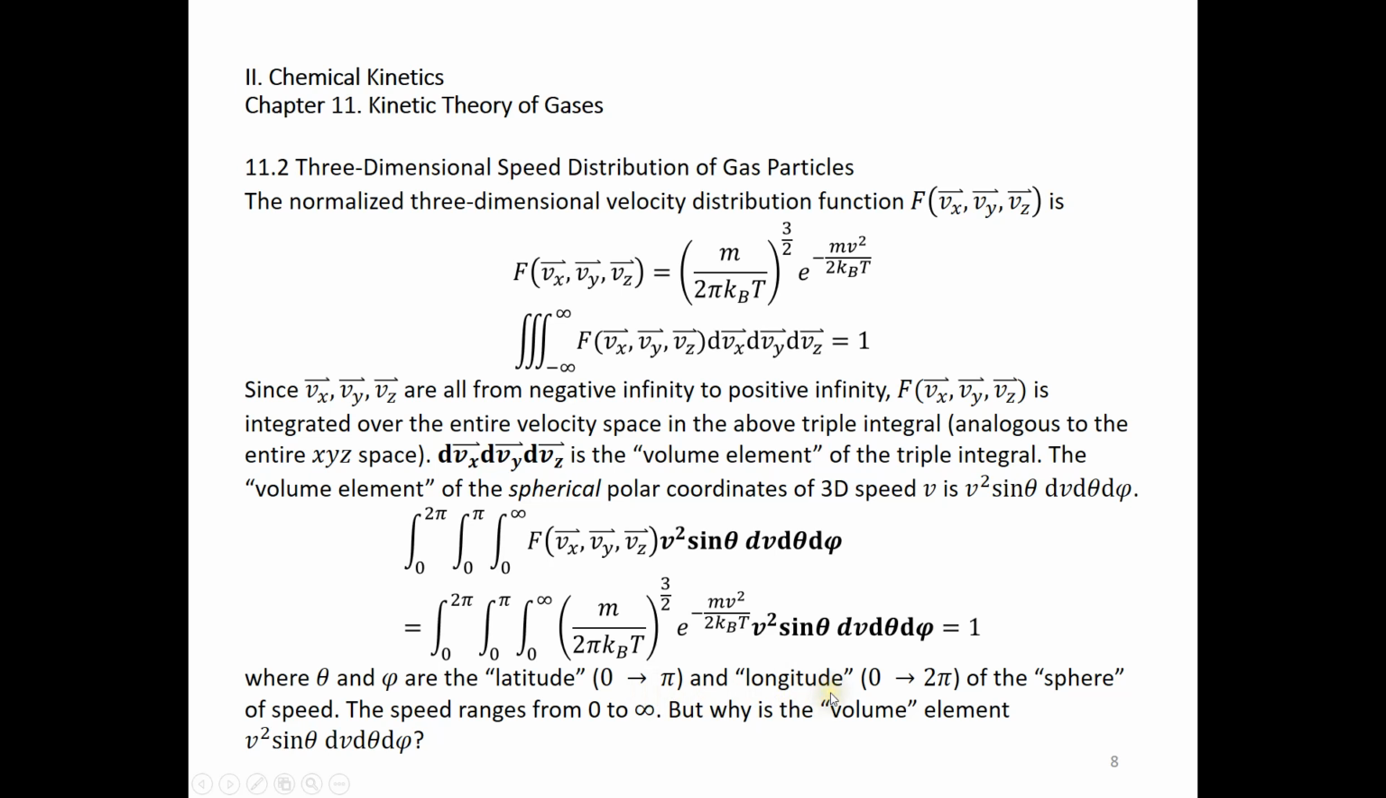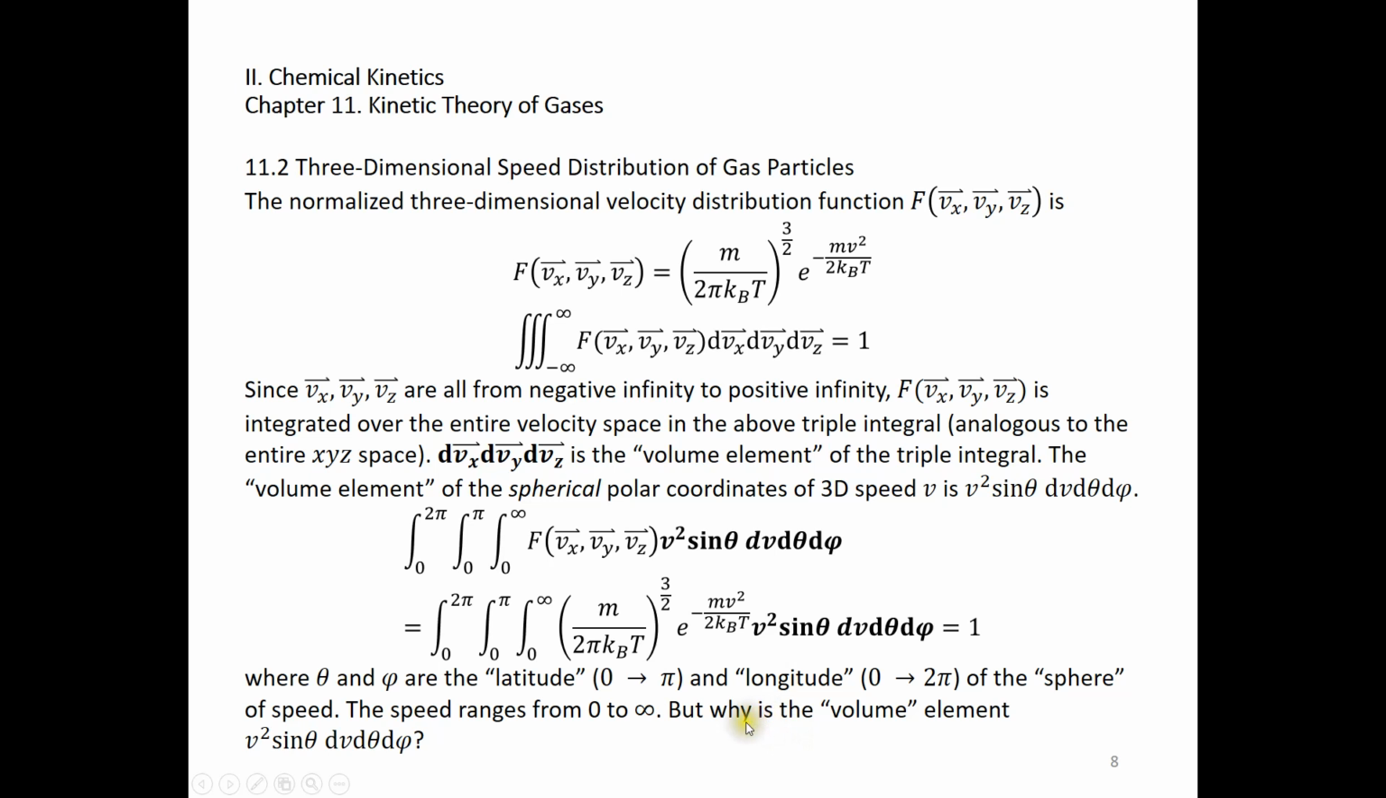Longitude, if we're talking about geography, I think usually goes from west 180 to east 180, with a range of 360 degrees. And over here we have a range of 360 degrees, which is just 2 pi. The speed ranges from 0 to infinity. Over here it's just because we want to integrate all possible speeds.